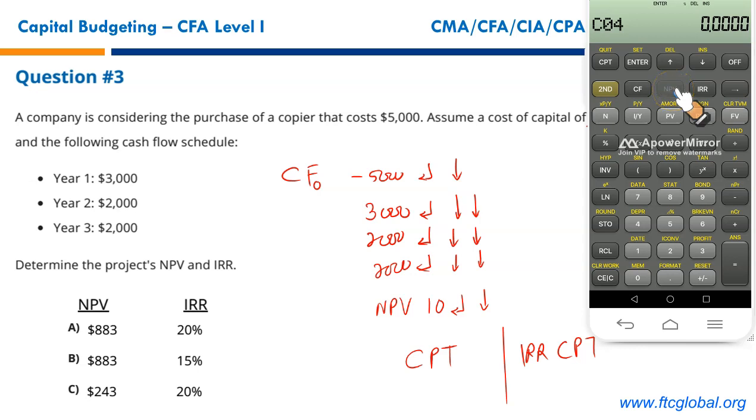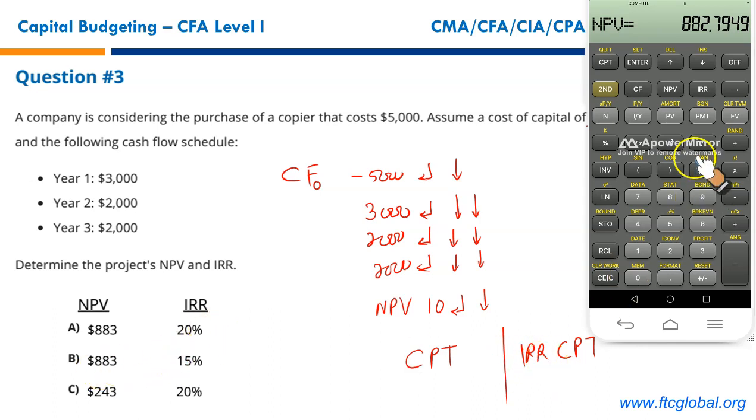Press the NPV button. Now you need to enter the interest rate, the discount rate that's used in NPV computations. 10. Enter. Down arrow key and press the CPT sign. Here we go. You got your NPV, that is approximately $883, and that surely makes either A or B to be the correct option. Let us calculate the IRR.